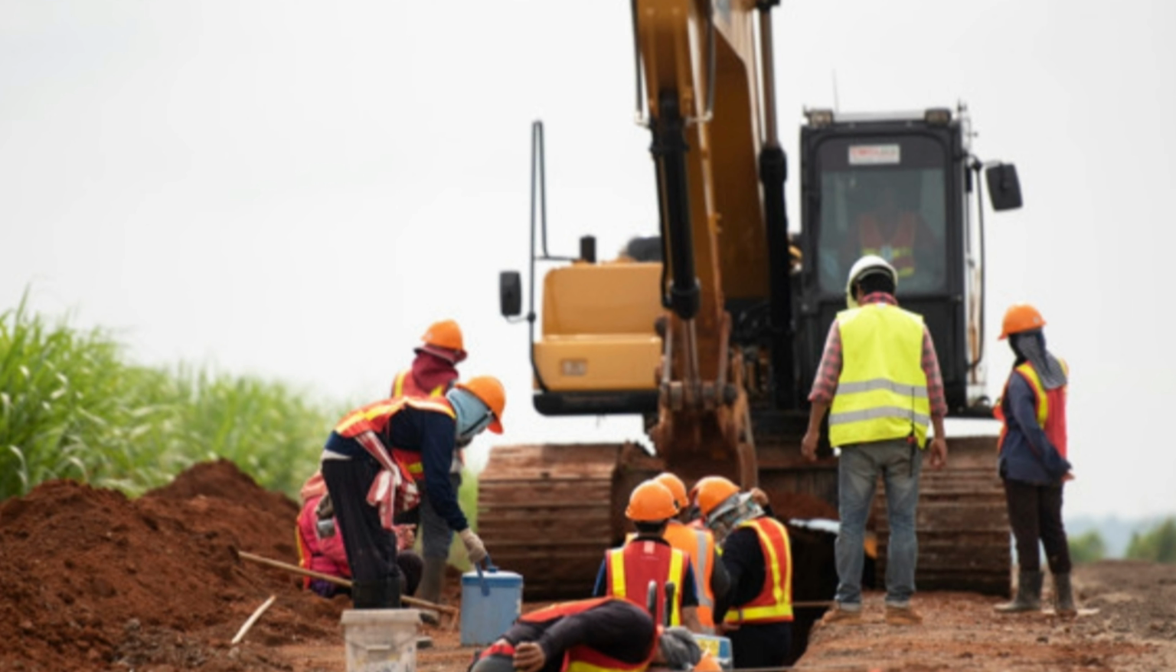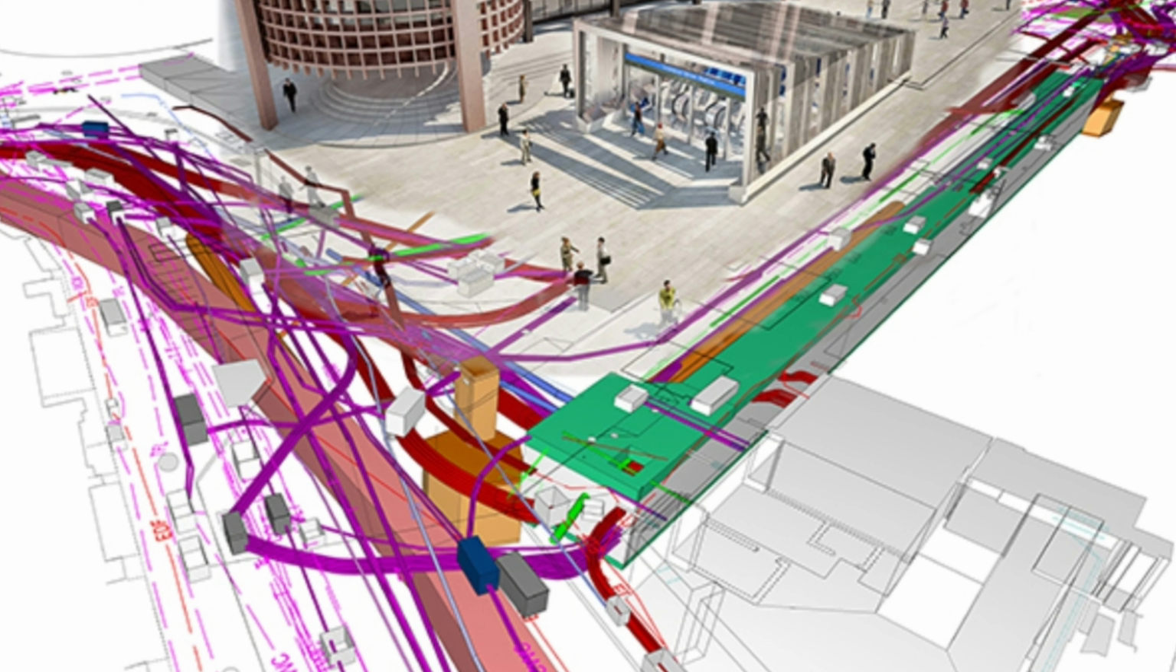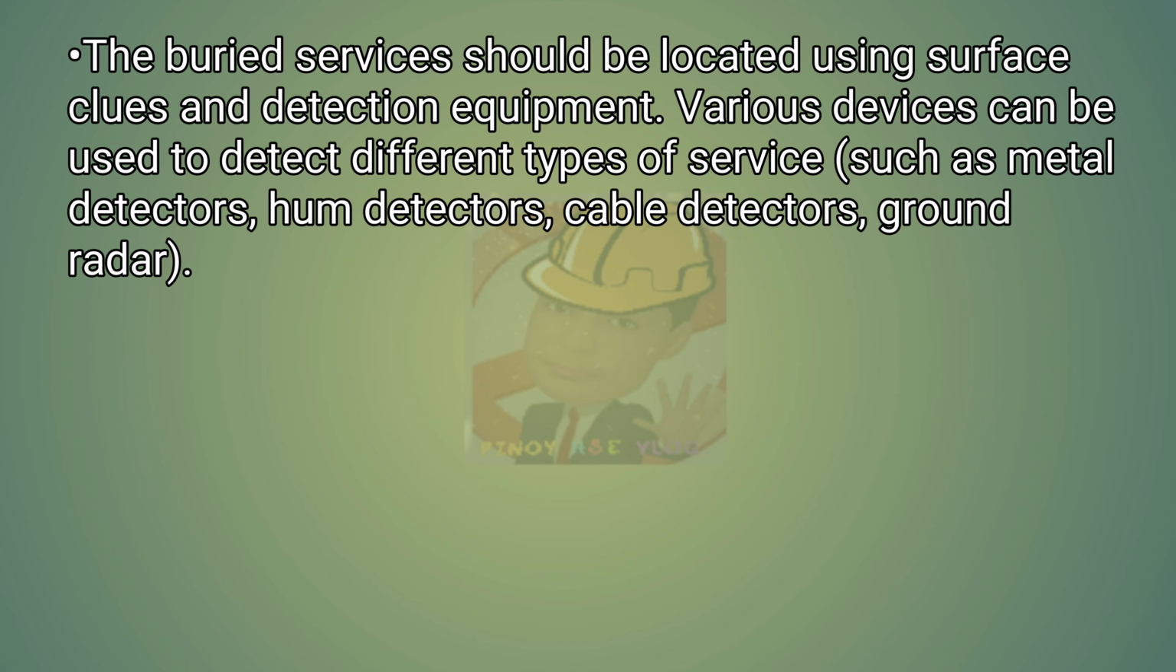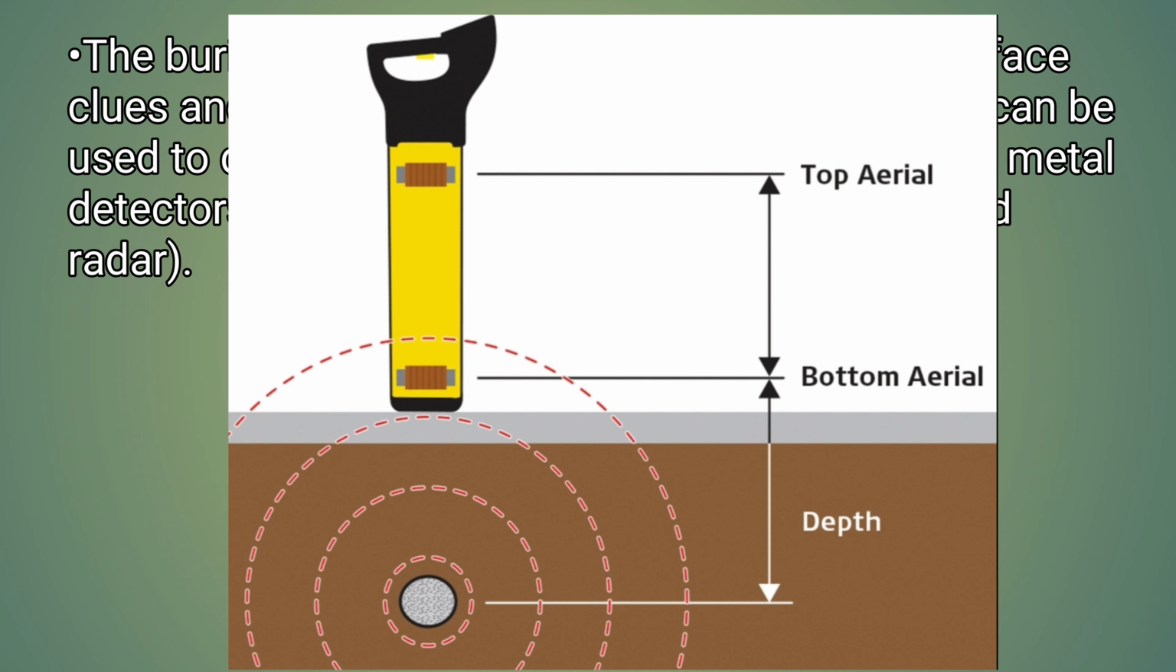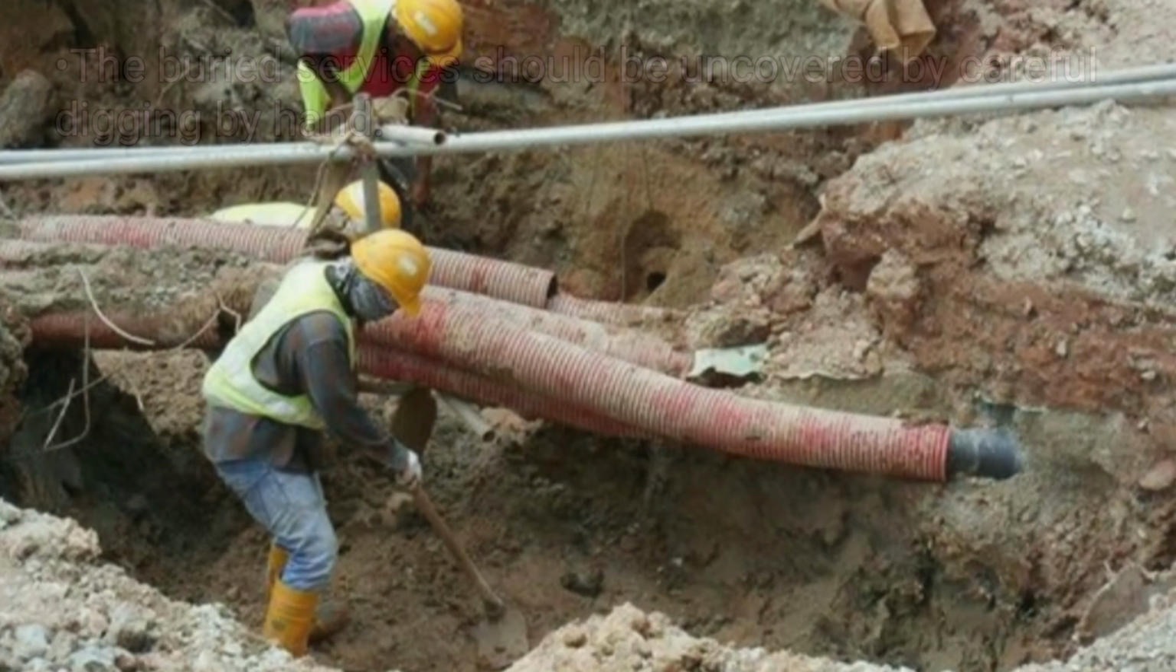Prevention of striking buried services can be achieved by using safe systems of work in combination with detection equipment. Plans of the area of the excavation should be obtained. Plans do not necessarily show the exact position of buried services, but can give an indication of the existence of services and an approximate position. The buried services should be located using surface clues and detection equipment. Various devices can be used to detect different types of service, such as metal detectors, hum detectors, cable detectors, ground radar. The buried services should be uncovered by careful digging by hand.